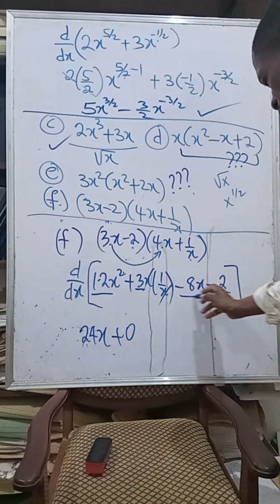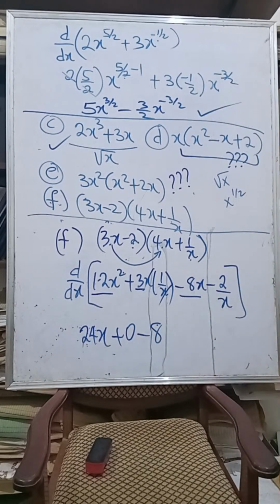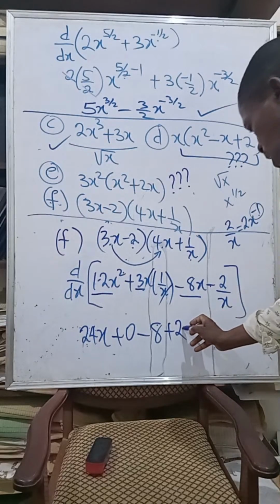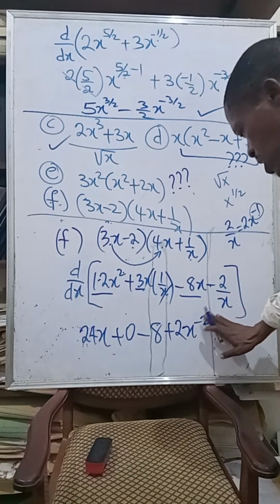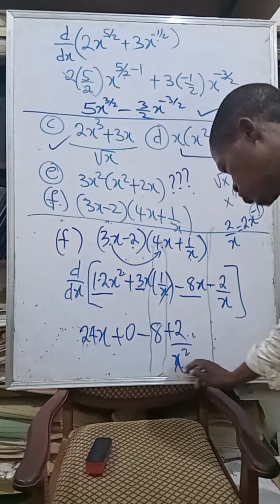Okay, if you differentiate minus 8, that's minus 8x. That's 8 minus 8. This one, 2 over x, is the same as 2x to the power minus 1. So that will be minus 1 times 2. That's minus 2, with this one here becoming plus. Plus 2, and then minus 1 minus 1, x to the power minus 2. So if you like, you can take it down, and that will be over x to the power 2.